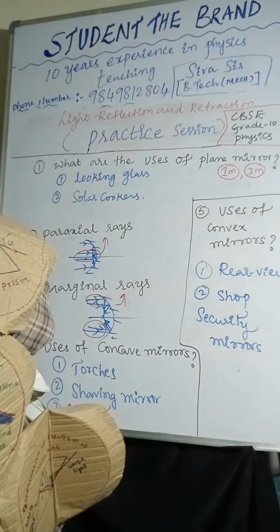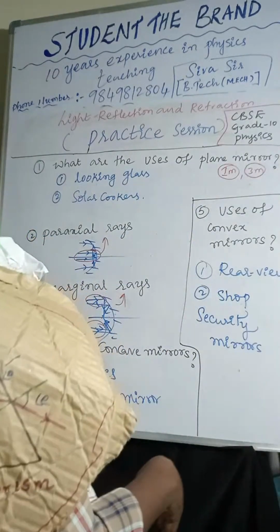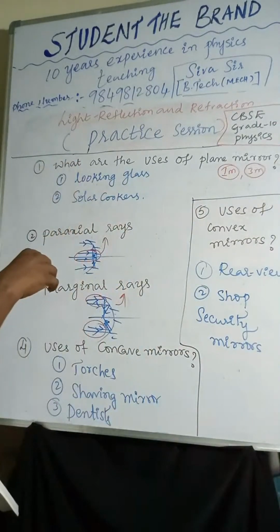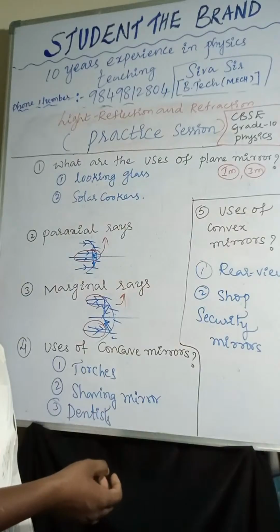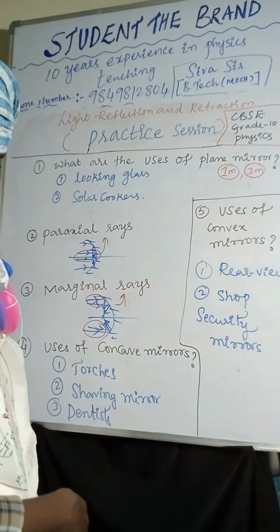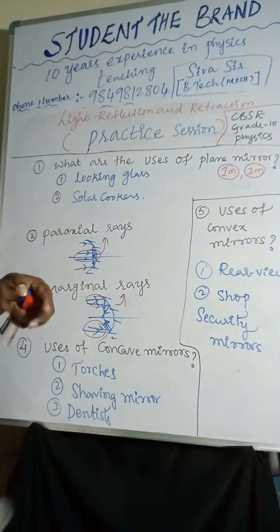Okay, so that's enough. This is about the use of plane mirror, paraxial rays, marginal rays, and use of concave mirror and convex mirror. So we can go to the next question.